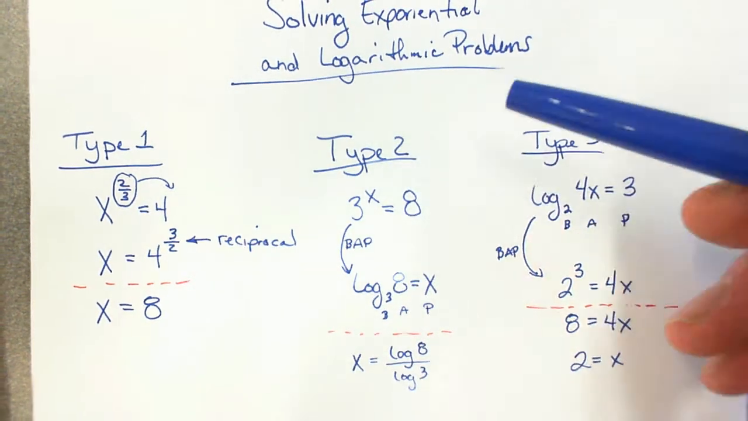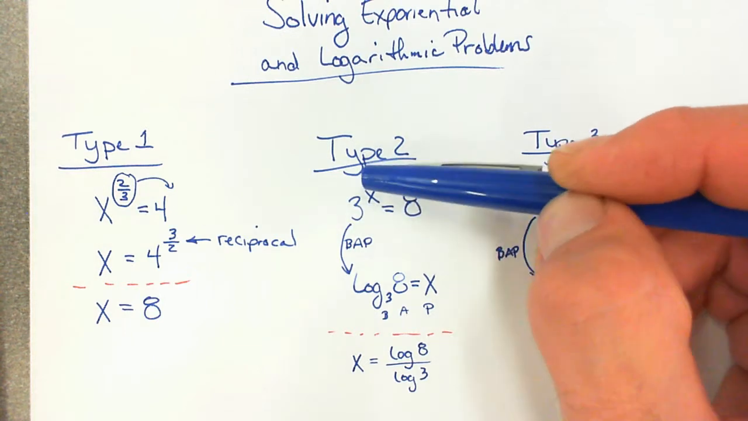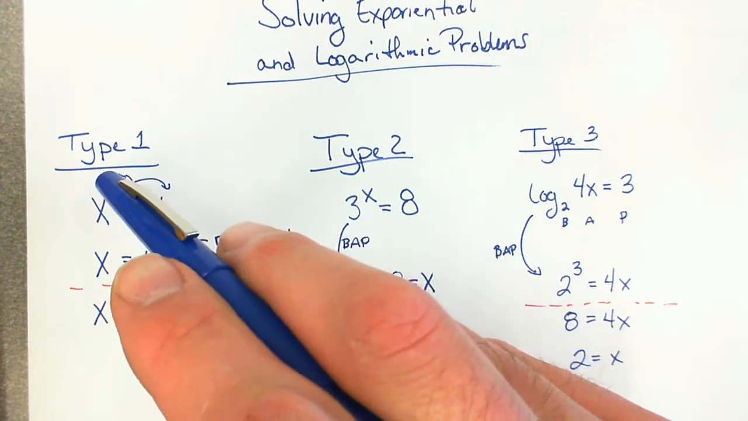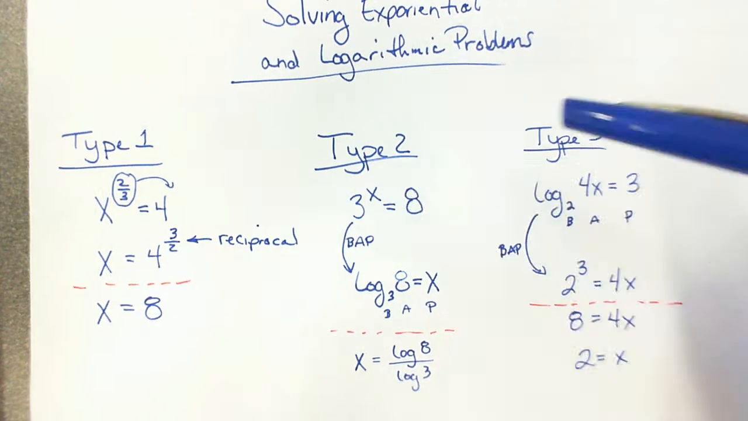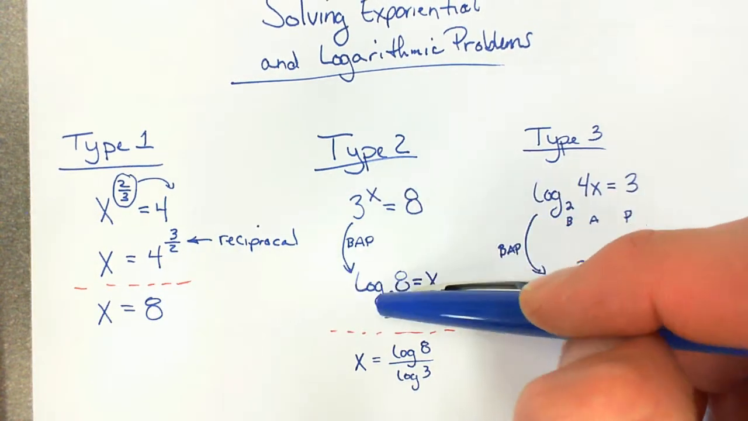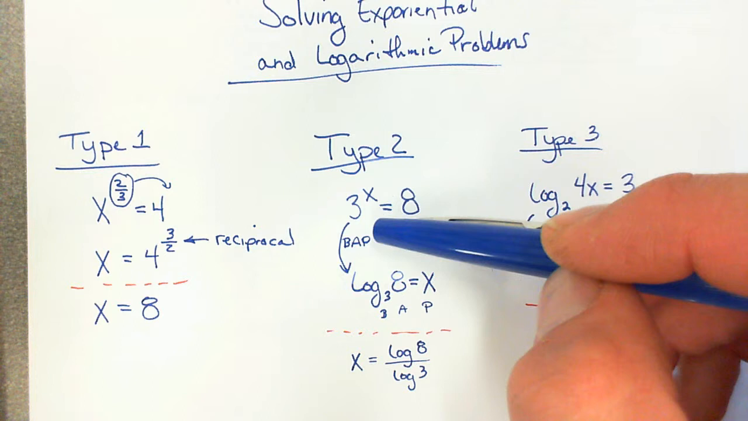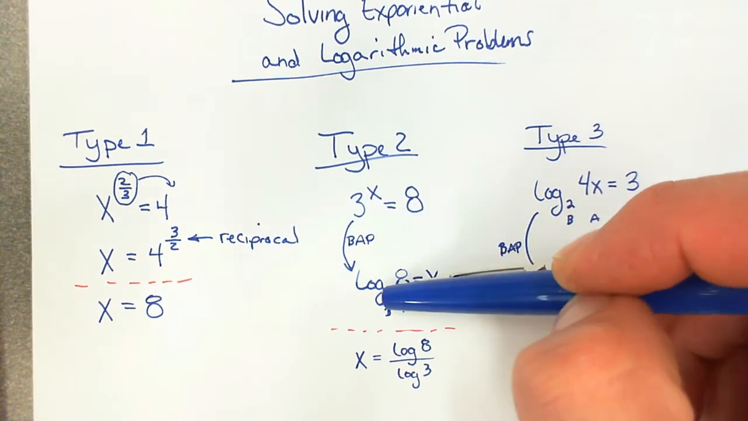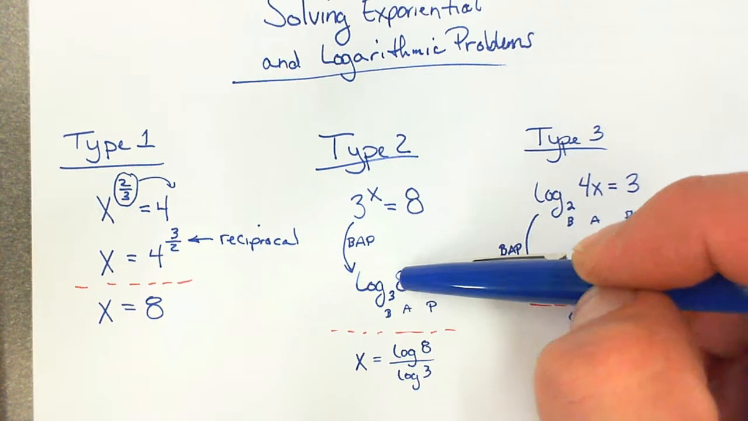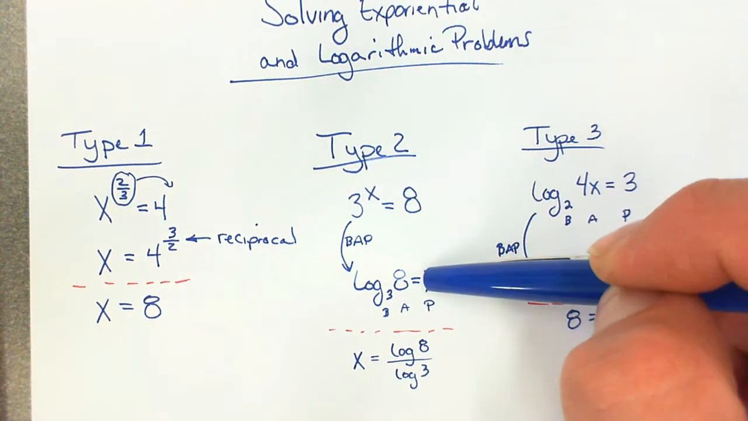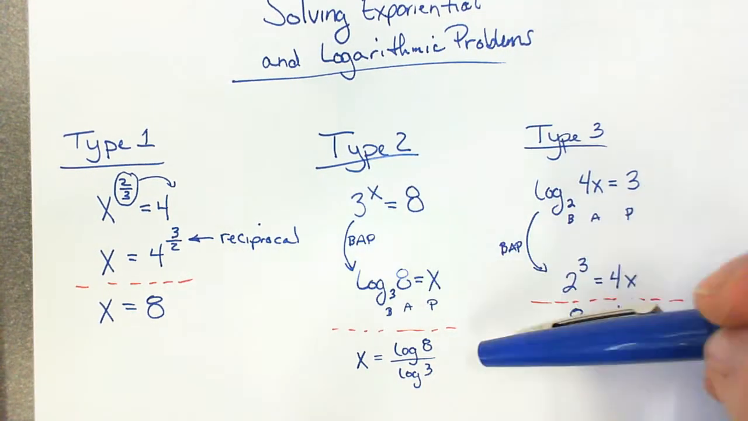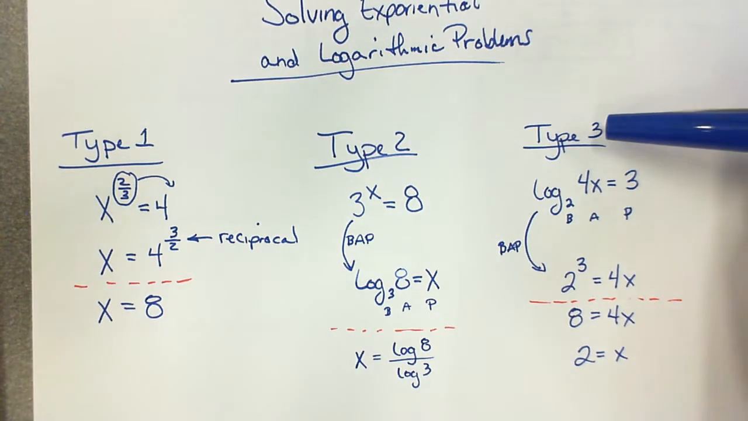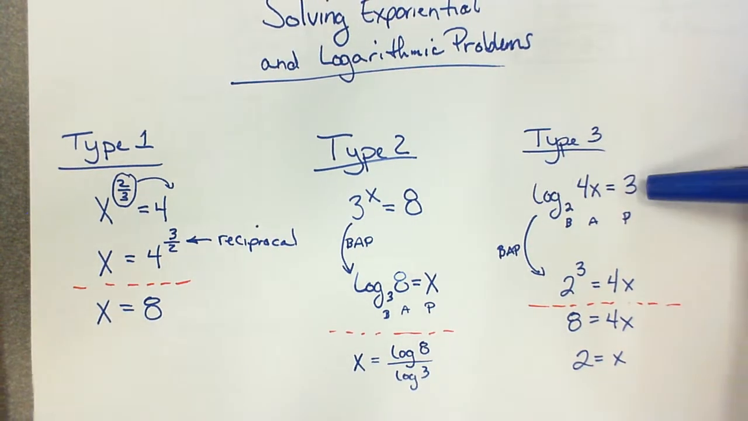On a type 2 problem, we had a number to an x variable. So notice how these are different. This is x to a number power. This is a number to an x power. In this case, we had to BAP it, so we switched this into base answer power. So we took the log of our base, our answer equals our power. And then we knew what x was equal to, and then we could use the change of base formula to find our answer. On type 3 problems, we started with a log.